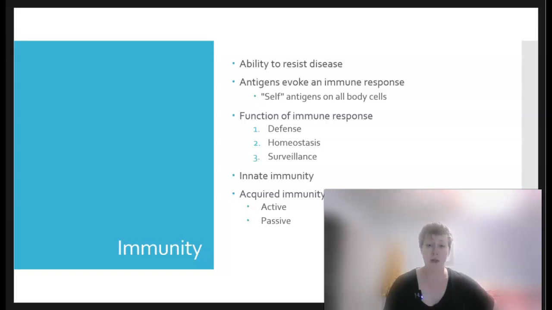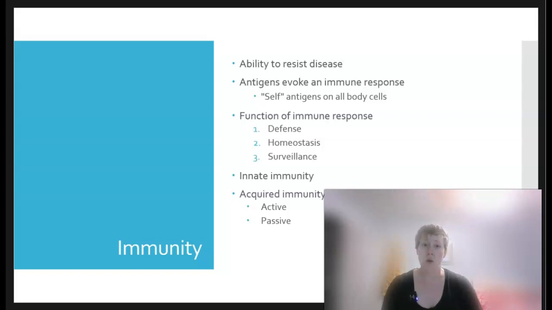So an active acquired immunity is something if we've had contact with an antigen, whether we've been infected by said antigen or if we've been immunized against it, so vaccines, and then our body develops the antibodies. So I always think active immunity, your body is actively developing those antibodies to the antigens.